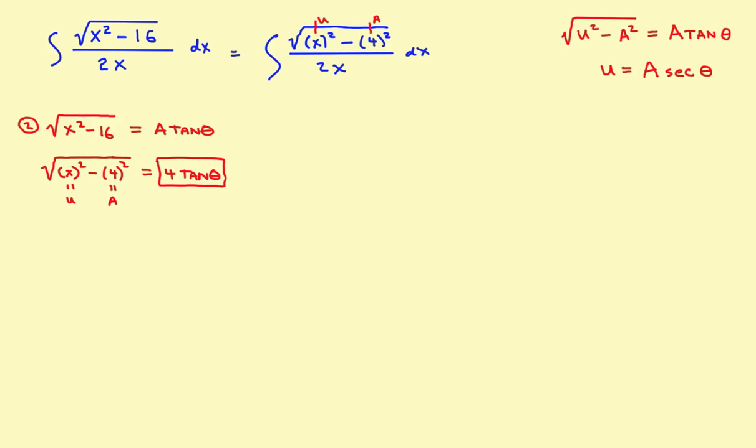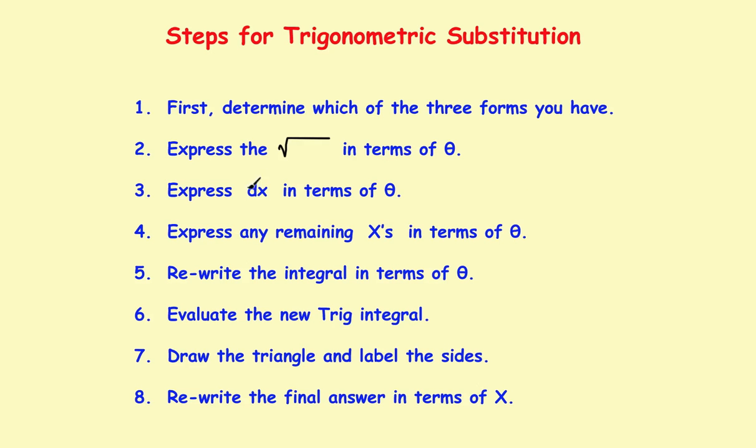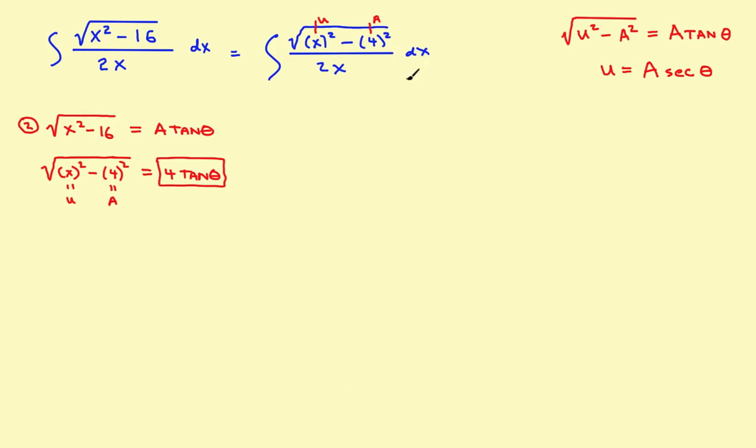So you've got step number 2 done. And let's take a quick look at step number 3. Now it says express dx in terms of theta. Well, to express dx in terms of theta, you've got to first of all start with x. So we'll make this step number 3, and we'll start with u is equal to a times the secant of theta. So start with the formula. Now the things that you know: u is equal to x, a is equal to 4, and you've got the secant of theta. So it looks like that.